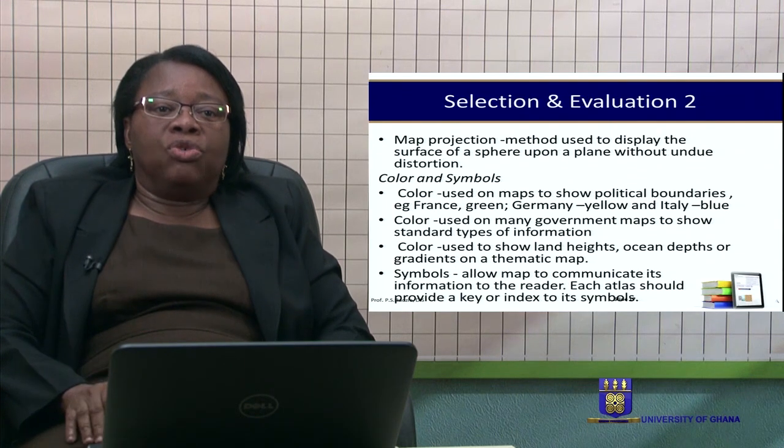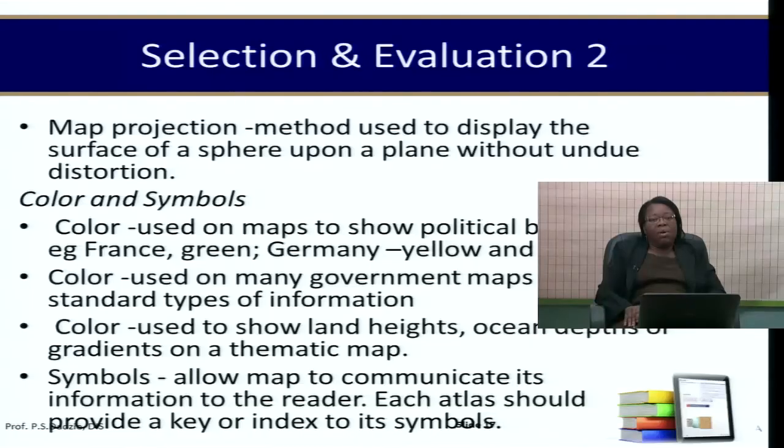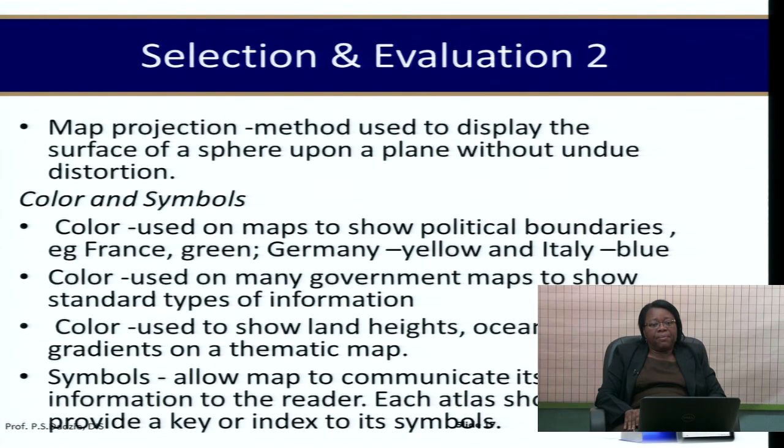Now, maps are also drawn to a projection. When you talk of projection, it's the method used to display the surface of a sphere so that you don't have undue distortion. If you don't do the proper projection, you'll see that a map is distorted. So one unique criterion for selecting and evaluating geographical sources is scale and projection.